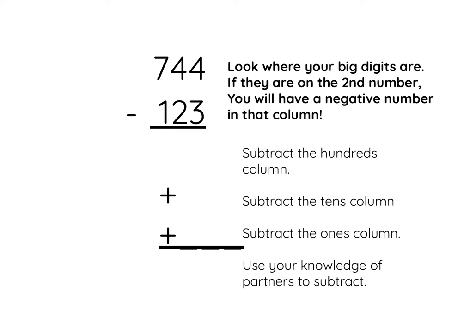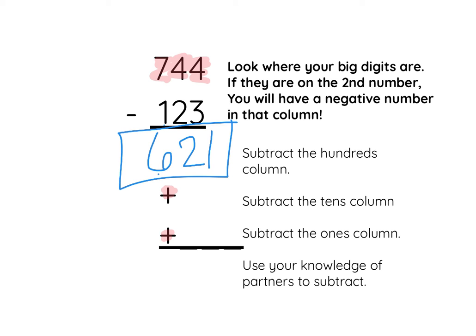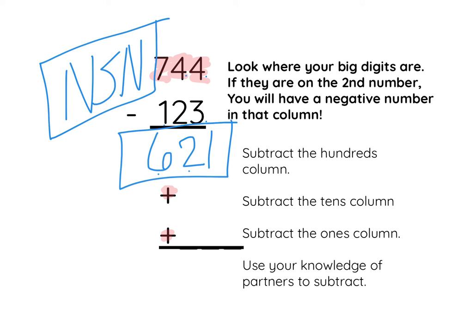744 subtract 123. Notice your big digits. 40 is bigger, 4 is bigger, 700 is bigger. That's why I had both of them with plus signs. But if all my big digits are on the top, you can just subtract straight down. 700 minus 100 is 600. 40 subtract 20 is 20. 4 minus 3 is 1. And so, all the big digits were on top. Just subtract straight down in your columns.